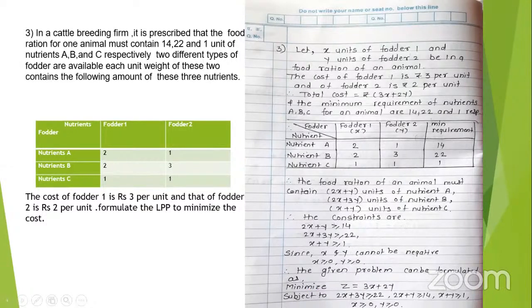Don't write this step directly. You have to formulate it, and at the end it should be like this: minimize z equals the objective function, then subject to the constraints, and here we have to write the non-negativity constraint.